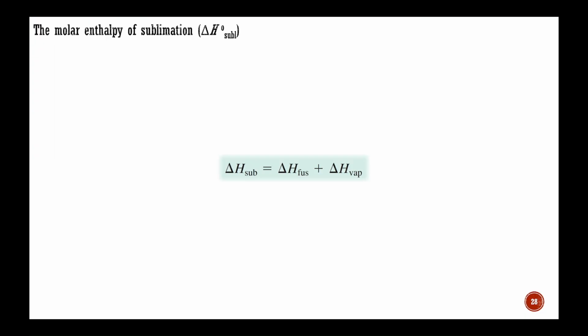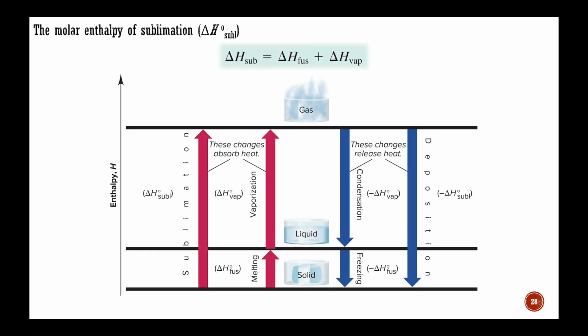Since molecules are more tightly held in a solid, the vapor pressure of a solid is generally much lower than that of the corresponding liquid. The vapor pressure of a solid can be estimated by the molar enthalpy of sublimation of a substance, which is the energy required to sublime 1 mole of a solid. In fact, the molar enthalpy of sublimation is equal to the sum of the molar enthalpies of fusion and vaporization.